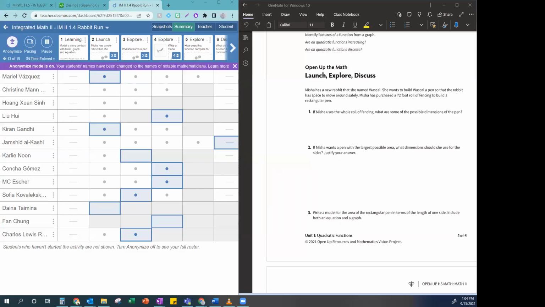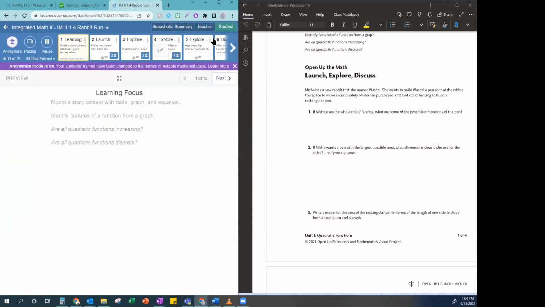All right. So we're going to go over 1.4 in Desmos. And we're just going to go slide by slide and make sure that we all understand. So the very first slide says we're going to be able to model a stored context with table, graph, and equation. That's important. You're going to identify features of a function from a graph.